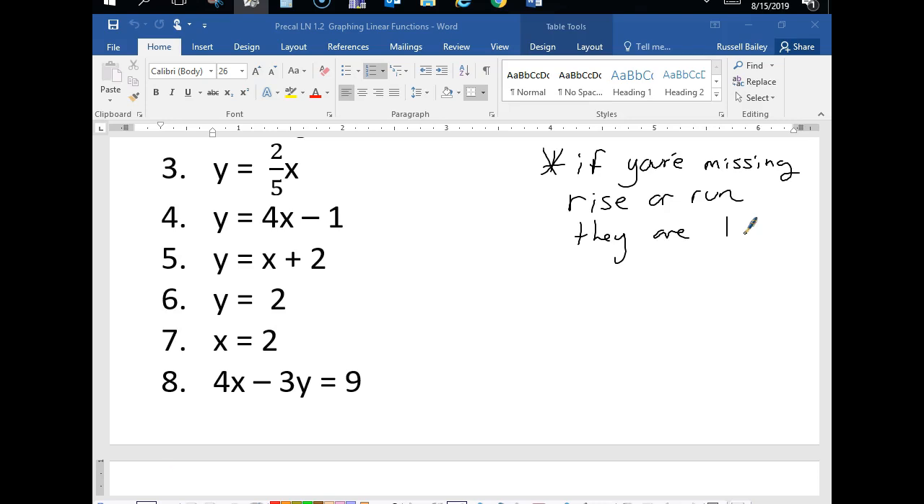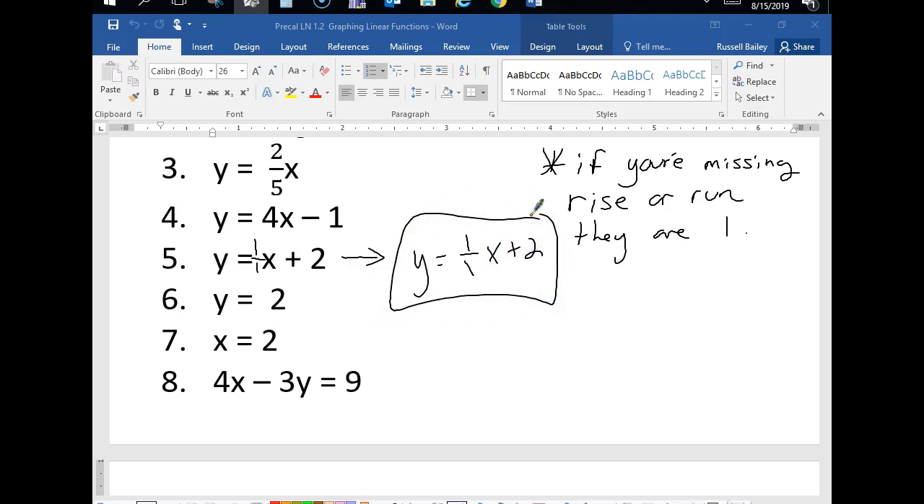Let's go ahead and take a look here at number 5. So go ahead and write down number 5. All right, so what am I missing on number 5? We're missing the rise and the run, right? So in that case, what did I say the rise and run would be if they're missing? They're both 1, so it's rise over run is really 1 over 1 there. Okay? And once again, if you don't mind, I'll skip the graphing just for the sake of time, because it would be kind of repetitive at this point.